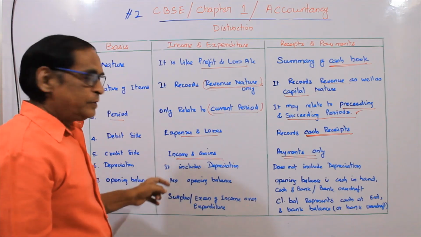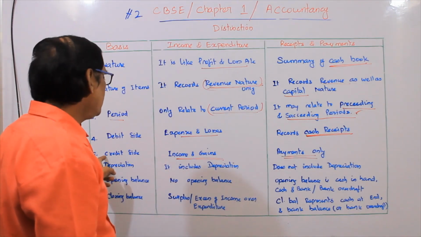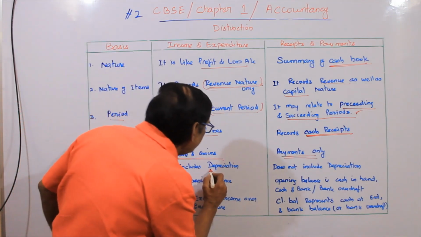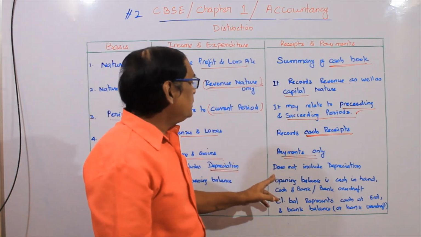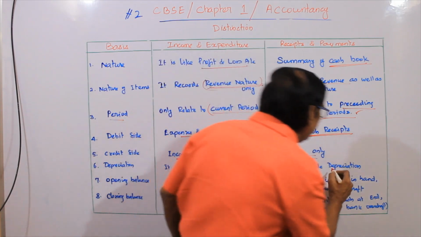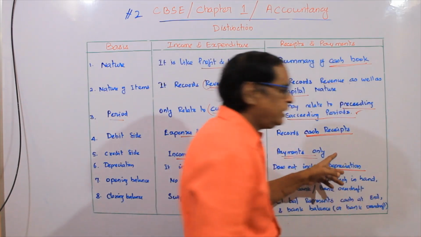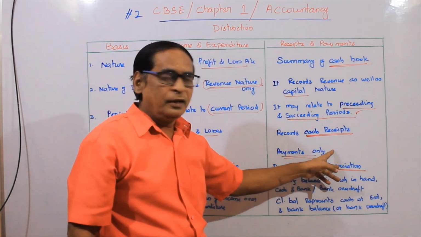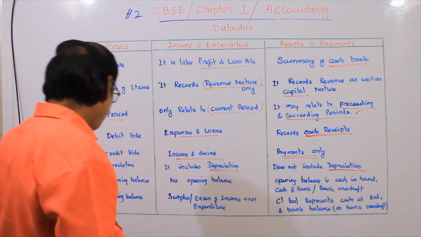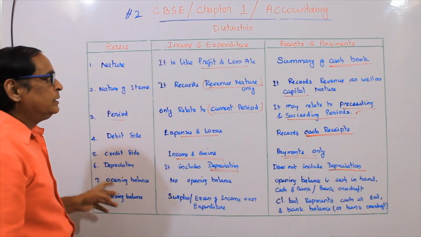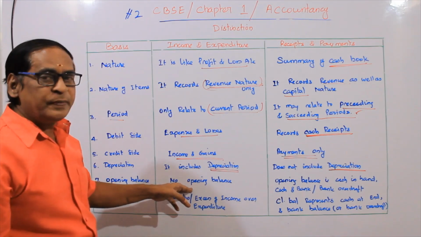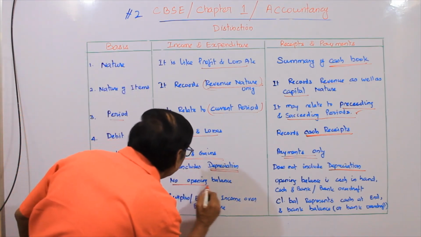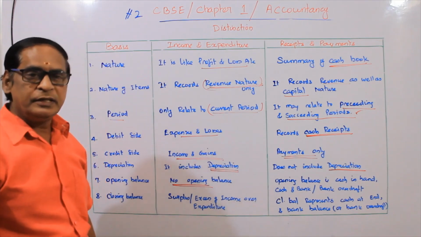And then depreciation and other non-cash items. In case of income and expenditure account, it includes depreciation. Whereas receipts and payments account does not include depreciation because it is a non-cash item. It must not appear. Understand? And then opening balance. There will not be any opening balance in the income and expenditure account. There is no opening balance. Understand? Because it is a revenue nature.